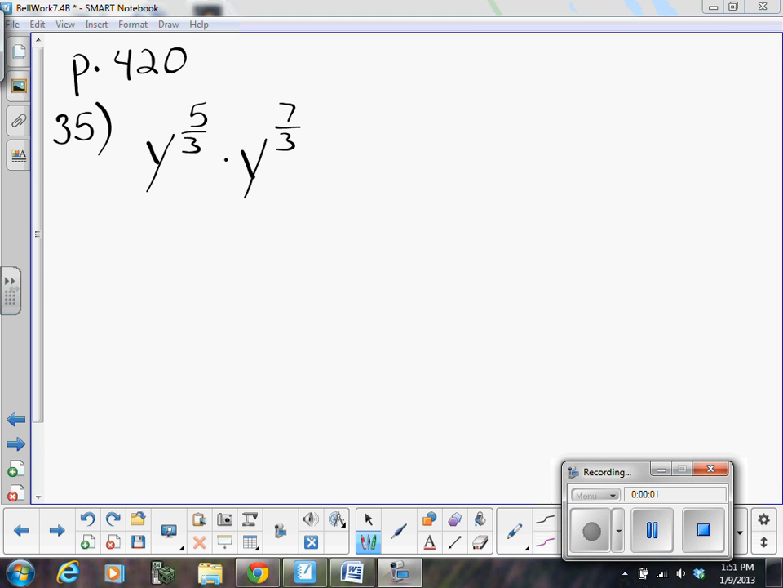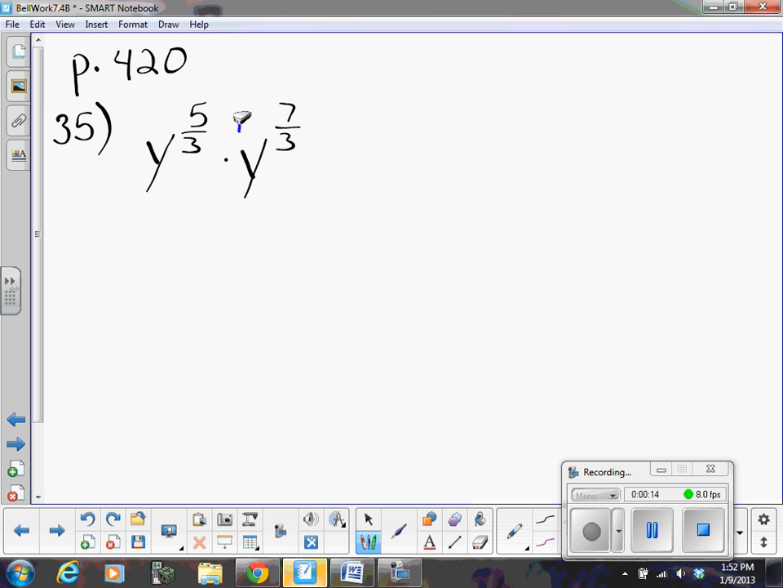problem where you have the same base numbers or base letters, in this case the same base variables. What do we do with the powers? Add them together. So in order to add these together, they have to have the same denominator. Well, if they've got the same denominator already, all you have to do is add them together. So what would this be? Y to what power?